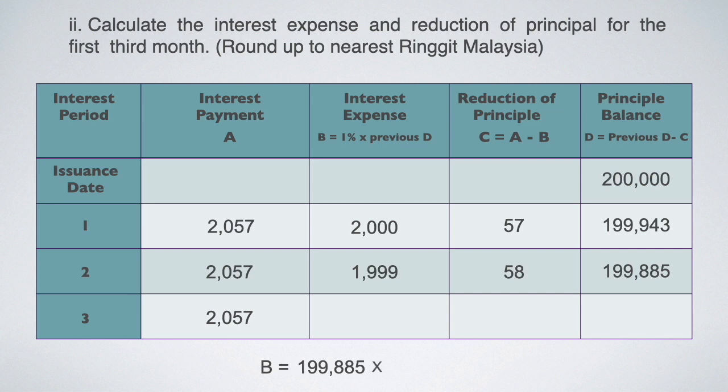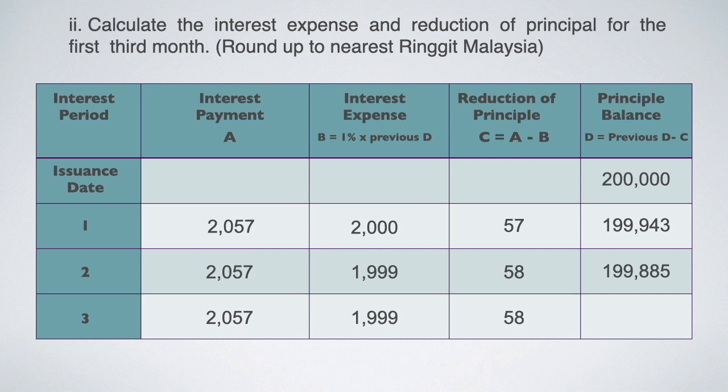Okay, jadi kita akan darab the previous balance times 1%. You will get 199. Dia sama sebab soalan suruh buat rounded up to the nearest ringgit Malaysia. So, sebenarnya you akan dapat point-point, tapi bila dah bundar tu jadi nombor sama pula. Okay, jadi you cari C. C-nya ialah you tolaklah the previous D, you tolak dengan berapa interest expense. Jadi tinggal 58. Jadi 58 ni adalah pengurangan untuk bulan ketiga pula.